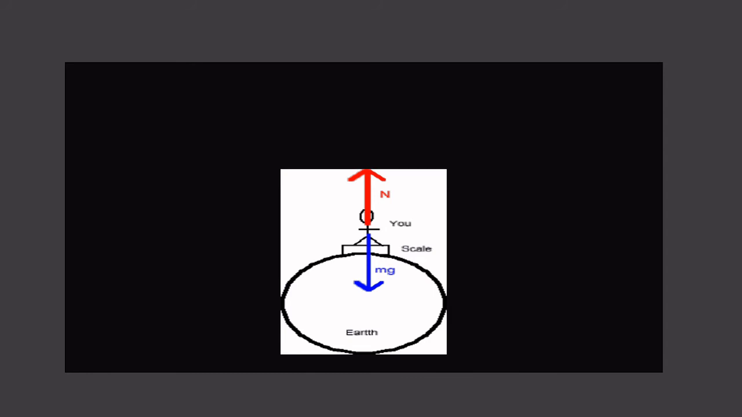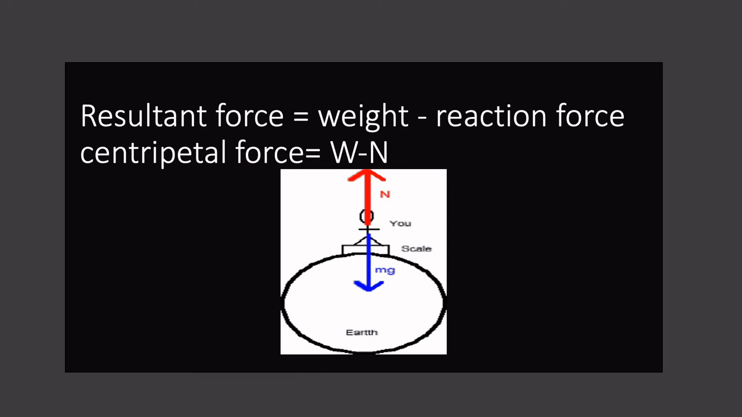So the resultant of weight and normal reaction is providing the necessary centripetal force to move him in uniform circular motion. So the resultant force, which is called centripetal force, is equal to weight minus normal reaction force. So this is the example where the resultant of two forces provides the necessary centripetal force.